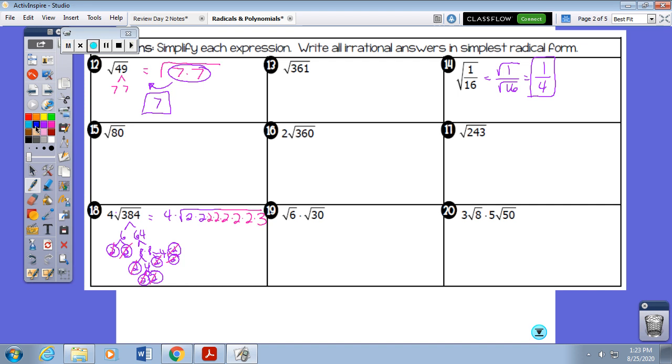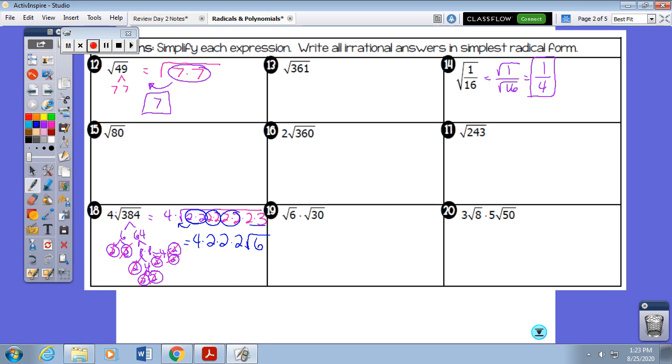And then what I was telling you earlier, if I have a pair, I can pull one out front. That's what square roots do. Square meaning 2. So for every pair of 2s I have, I can pull one out front. Right now I have a 4 out front already, and I have a 2 times 2 times 2. And what's left over stays. So 2 times 3 will stay in here, that's 6.